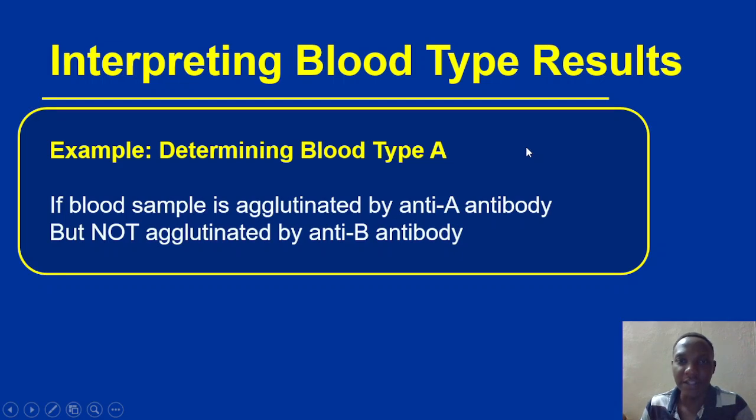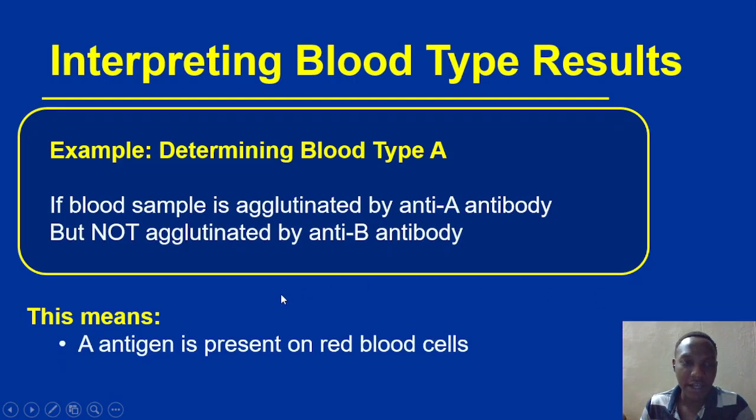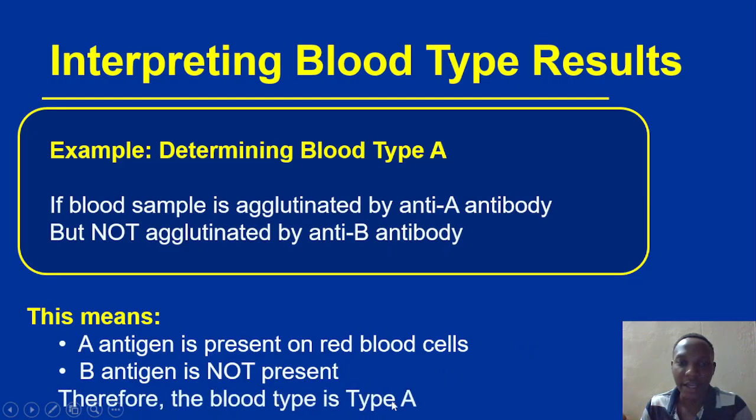It means that the agglutination happens with the anti-A antibody. So that's what it means. In this case, the A antigen is present on the red blood cells, and the B antigen is not present. That's when we can say that the blood type is type A. So that's clear in terms of interpreting the blood type results, as we've carried out the steps we saw in the previous slide.